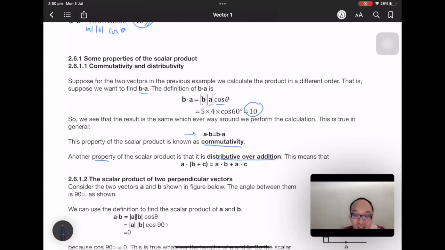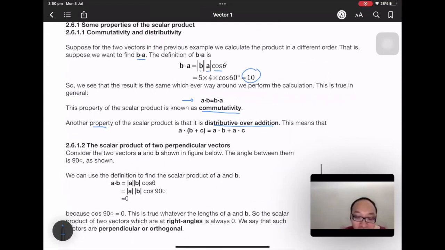And the other property is distributive over addition. So if we have A dot (B plus C), it equals A dot B plus A dot C. So it follows the distributive law. Yeah, it dots to each of the terms inside the bracket.